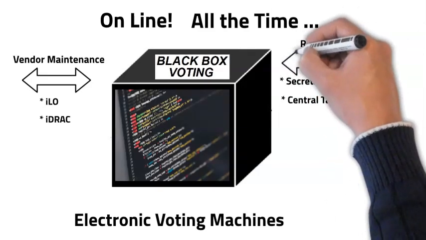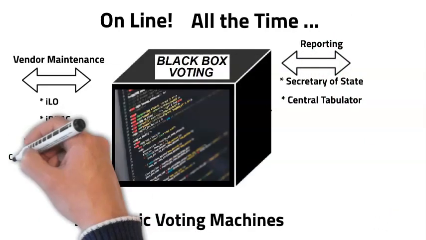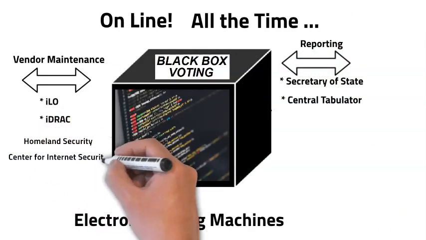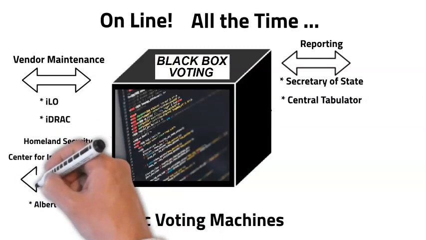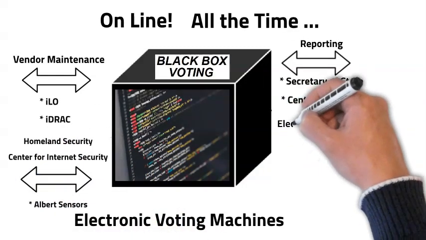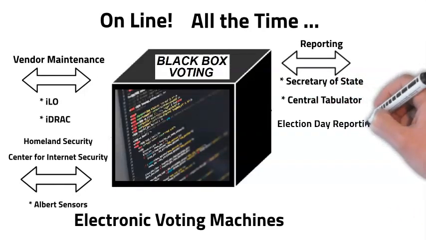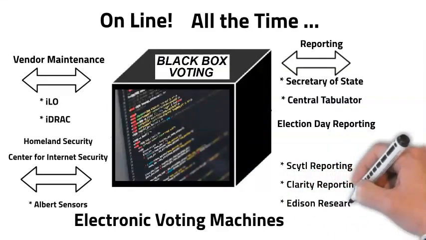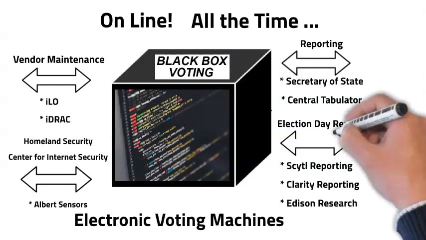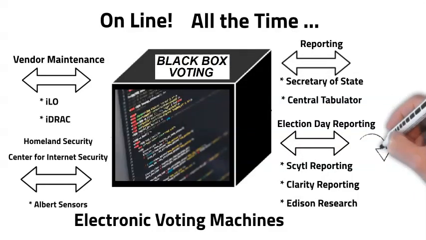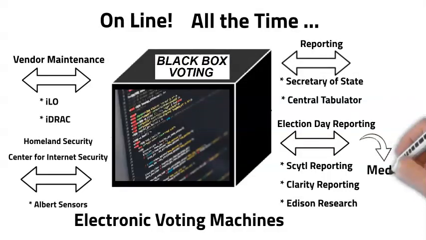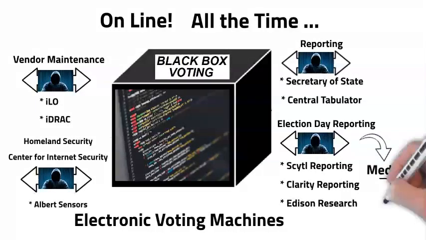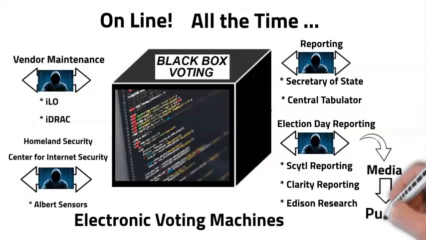In addition to Secretary of State and Central Tabulation links, Homeland Security, through the Center for Internet Security, mandates devices called Albert sensors to be connected inside the firewalls of election systems to monitor for Internet attacks. What's more, during Election Day, voting data is fed directly to outside reporting services of Scytl, Clarity Reporting, and Edison Research, who format the data and send it to news outlets to report elections real-time to the American audience. Scytl has main offices in Spain. It is unsettling to know that other companies and possibly other countries access electronic voting machine data in real time and know your votes before you do.